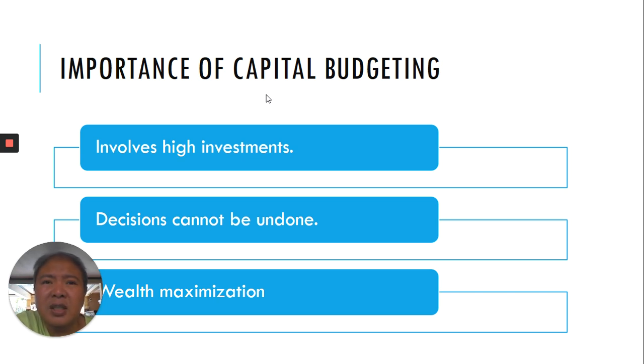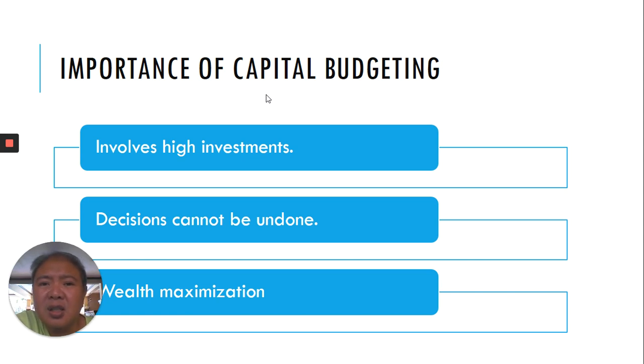Number one, it involves a high amount of investment. If it's, say for example, purchasing a building for like 100 million or 200 million, that's a lot of money which you can actually use for your working capital requirements. So it involves not just peanuts, but quite a lot of money.